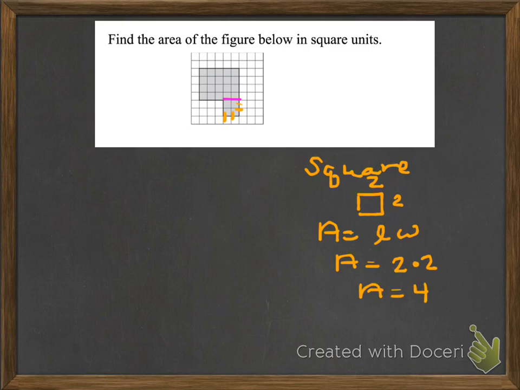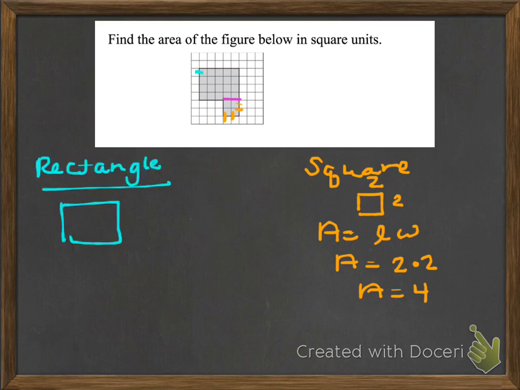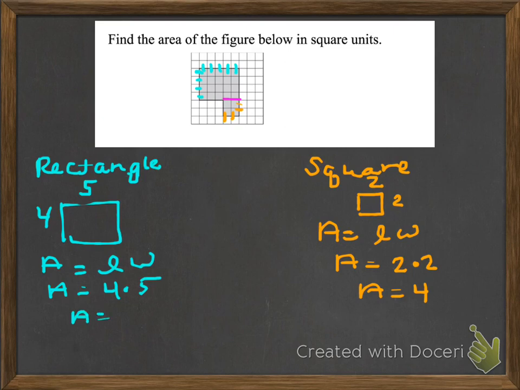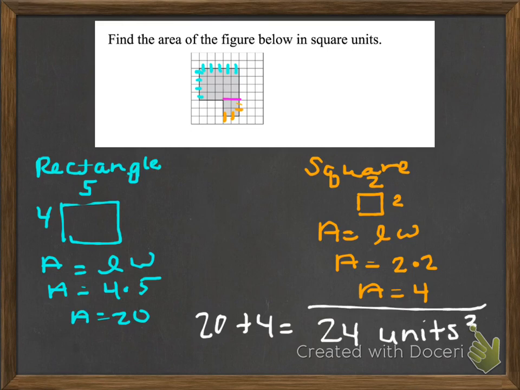So now let's go ahead and count our rectangle. Our rectangle, we have 1, 2, 3, 4. So we're going to go ahead and label that right there. And then we have 1, 2, 3, 4, 5. Okay, so as you can see, I've labeled that. Then we're going to use our formula, area equals length times width, area equals 4 times 5, and area equals 20. So now, because this is a composite figure, we are going to add those two areas together. So we get 20 plus 4 is going to give us 24, and because it's area, it's going to be units squared. Okay, so that one's just as easy as that.